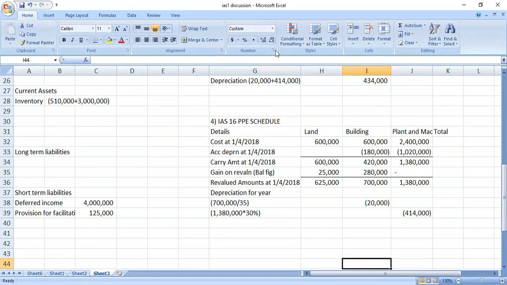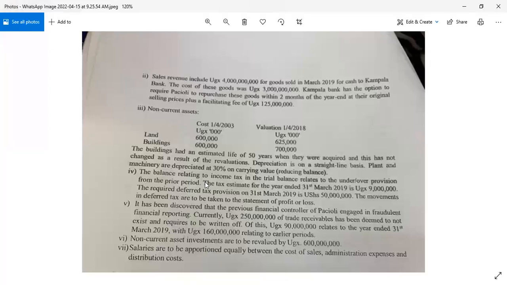So the next note, what does it say? The next note says that note 4, the balance relating to income tax, okay, the trial balance relates to the under or over provision from prior year. So whenever you see something like that, that will take us to our working.